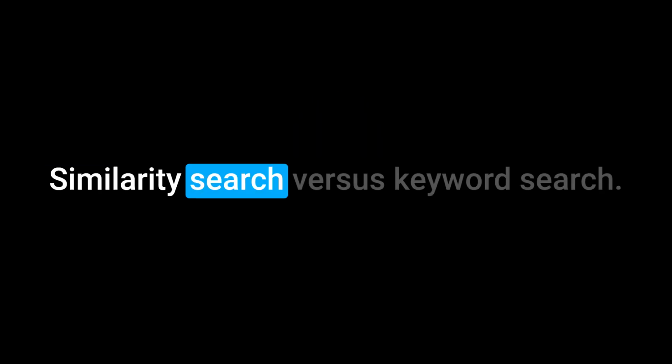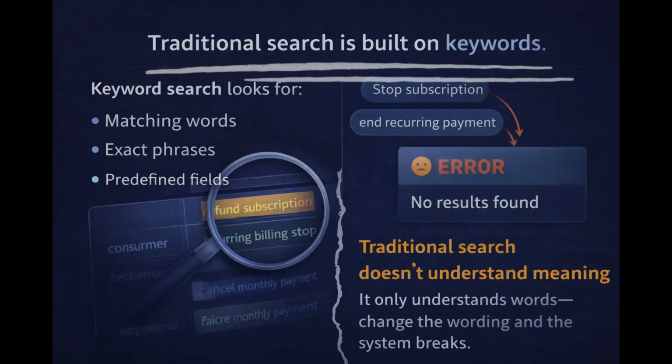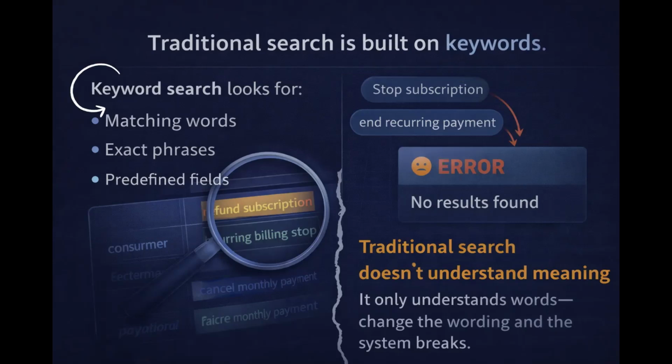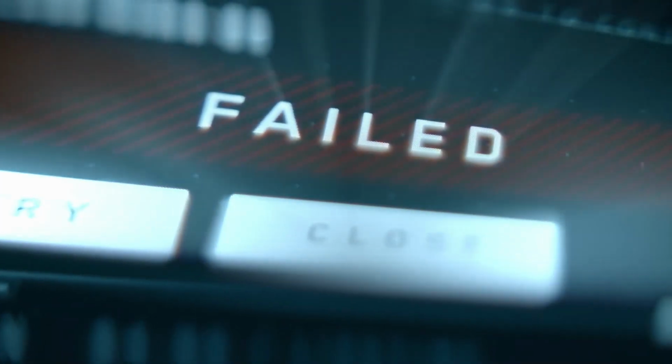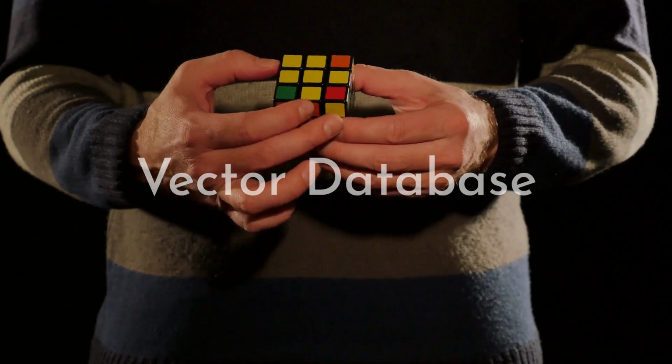Let's start with the important part: similarity search versus keyword search. Traditional search is built on keywords. Keyword search looks for matching words, exact phrases, predefined fields. That works until wording changes. Traditional search doesn't understand meaning, it only understands words. Change the wording and the system breaks. This is the exact problem vector databases solve.